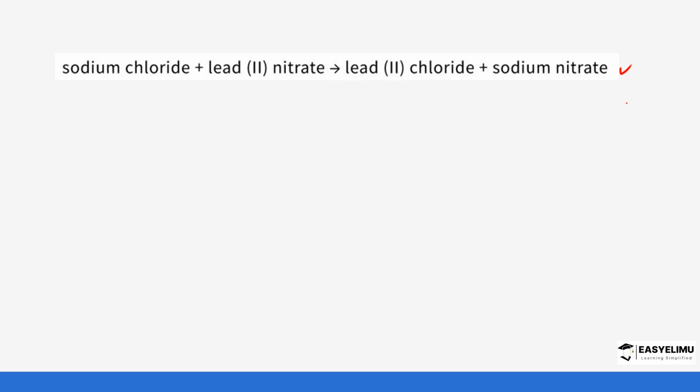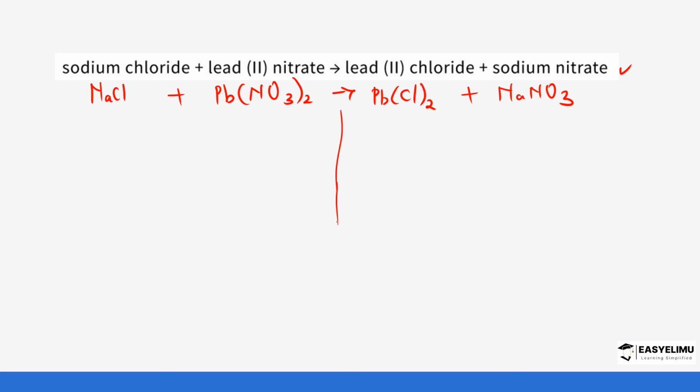So sodium chloride is written like this. It reacts with lead 2 nitrate, which becomes like this. Check out in the previous videos, we did this. To form lead chloride, which becomes like this. And sodium nitrate, which becomes like this. So the first thing that we do is identify the atoms.